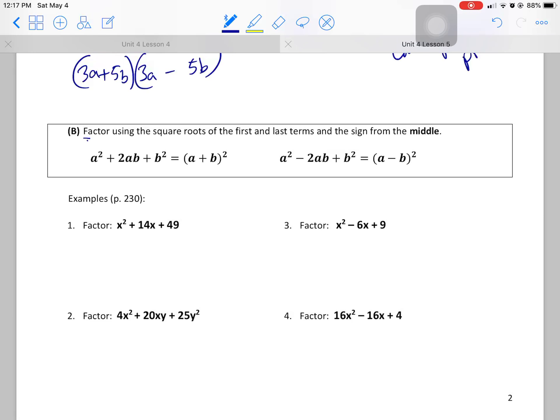All right? And then factor using square roots of the first and last term and the sign from the middle. All right, that's a little confusing. The roots of the first and the last with the sign in the middle. So middle sign. So let's try some of those. So let's see. That's a try. You could remember this or you could just do this.